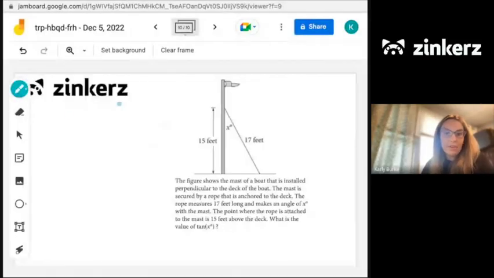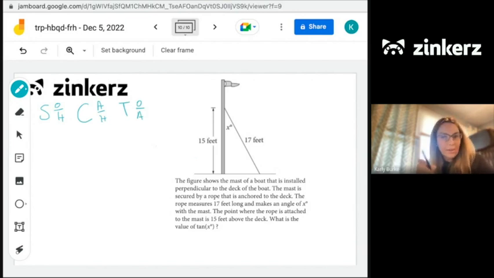Right triangle trig has been making a comeback on the SAT in the past years. So you need to remember some of the basics of right triangle trigonometry. You need to remember that sine is opposite over hypotenuse, cosine is adjacent over hypotenuse, and tangent is opposite over adjacent. Now remember, this can only be used in a right triangle.